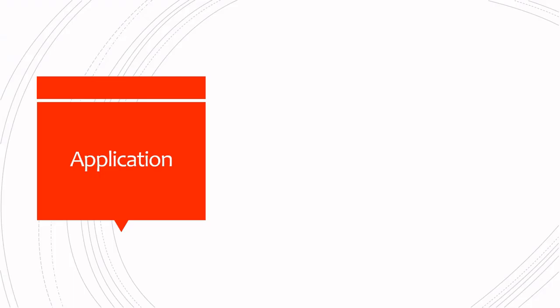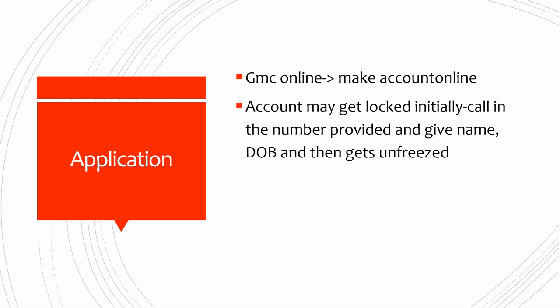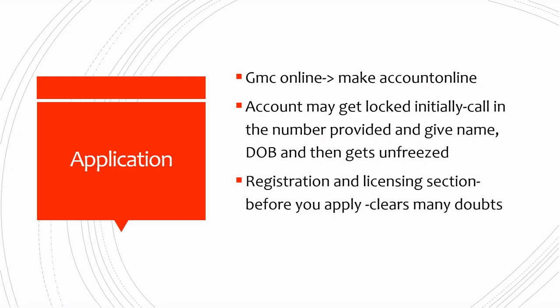First, coming to the application for the GMC registration, we have to go to the GMC online site and make an account. When we try to make an account, it will first get locked initially, and there will be a number provided which we'll have to call and give the name and date of birth, and then the account gets unfrozen. We have to go to the registration and licensing section.